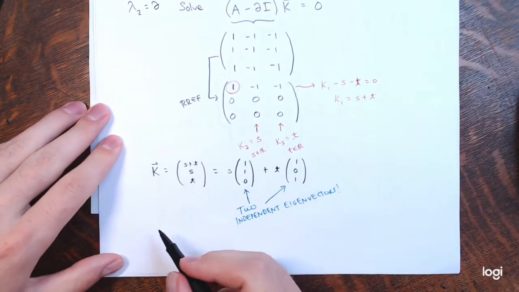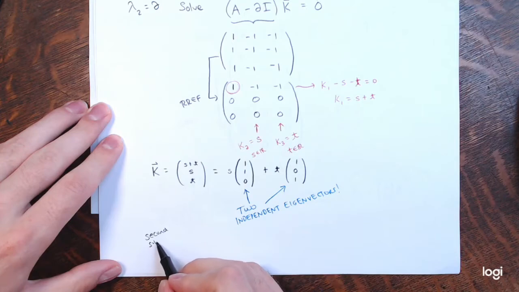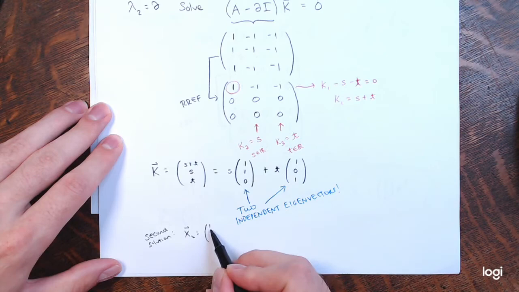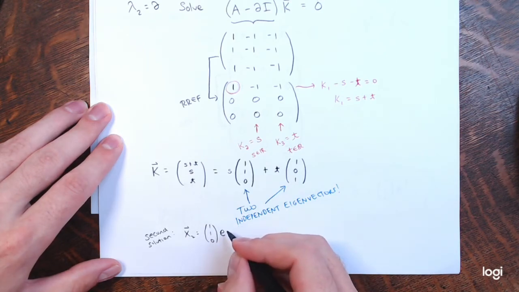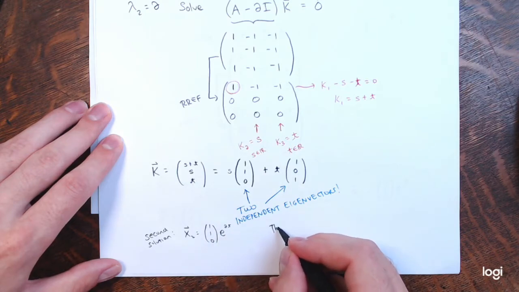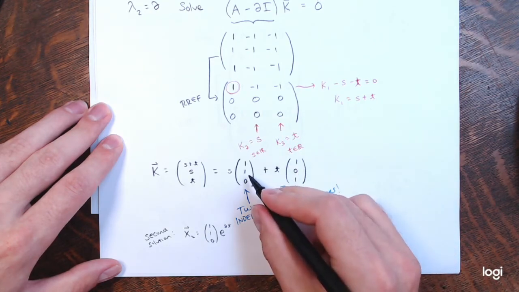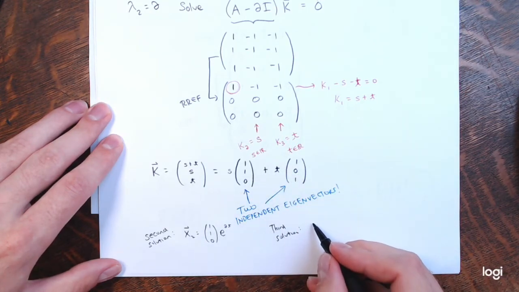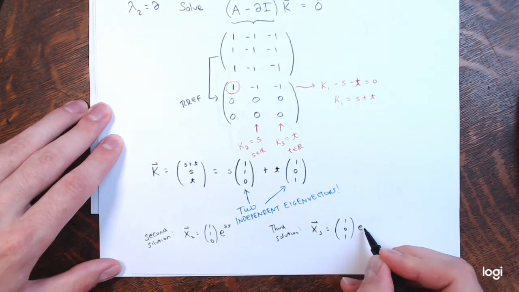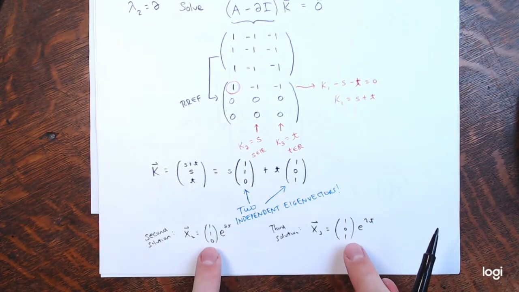So for a second solution, I could use this 1, 1, 0. A second independent solution, say x2, would be 1, 1, 0 times e to the 2t, since lambda was 2 here. And then a third independent solution could be brought from this other vector, which is independent of the first one. x3 would be 1, 0, 1 times e to the 2t again. And there's no multiplication by t here. These are independent because of the vectors being independent.